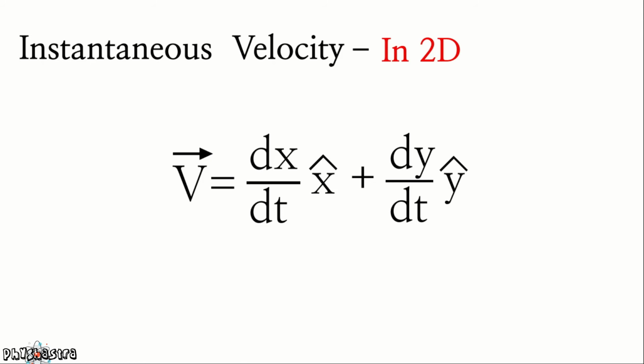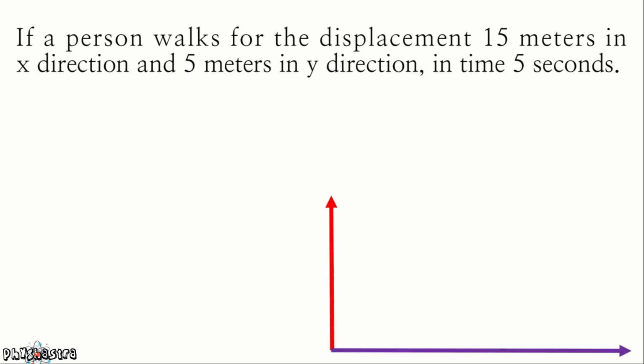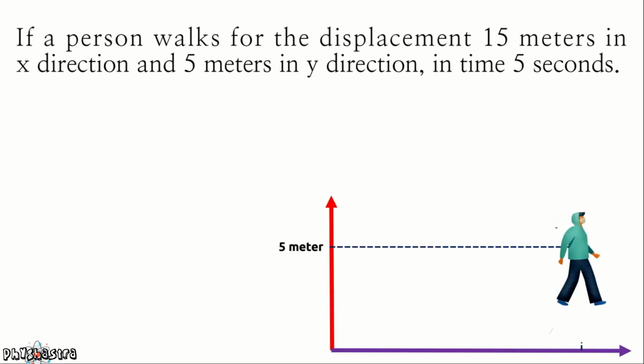Now let us take an example. If a person walks for a displacement of 15 meters in x direction and 5 meters in y direction in time 5 seconds, then find the average velocity of that person.